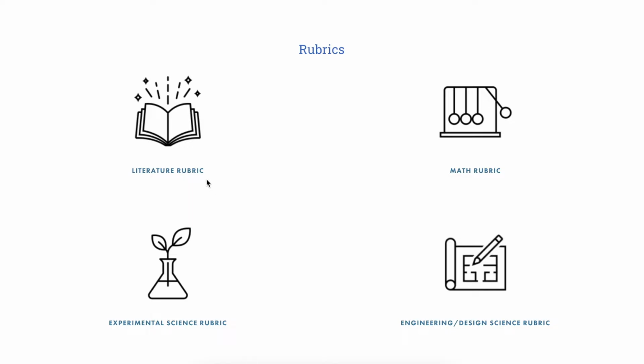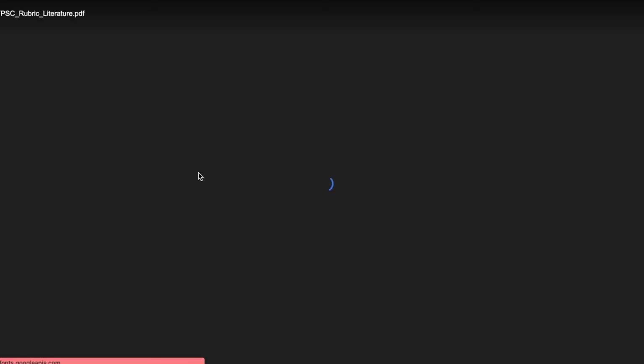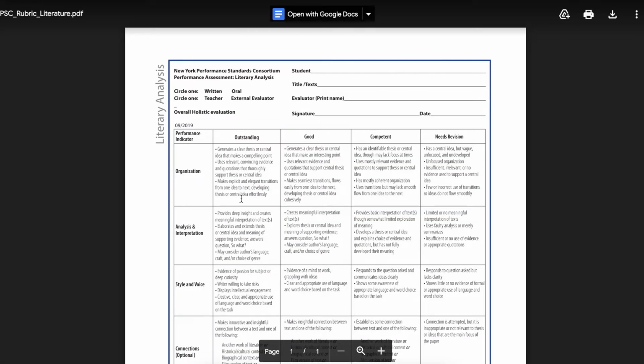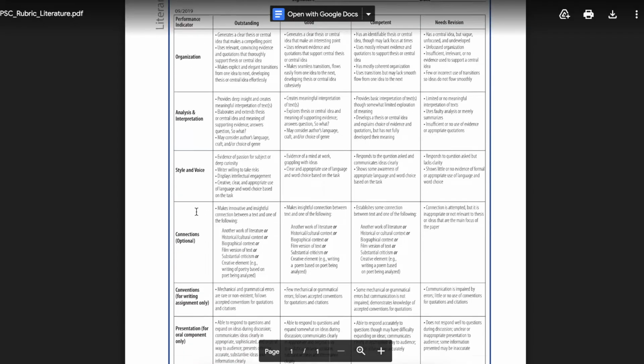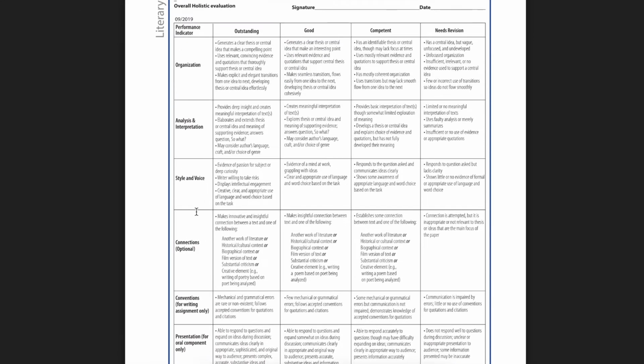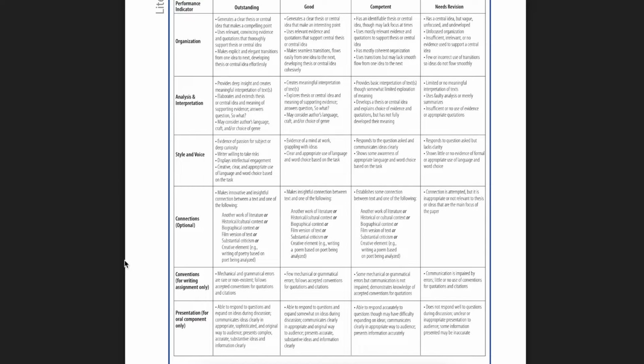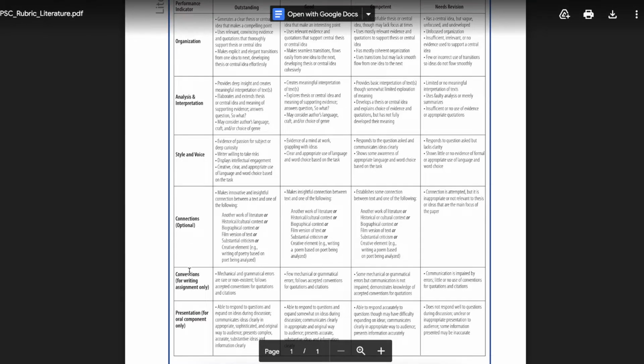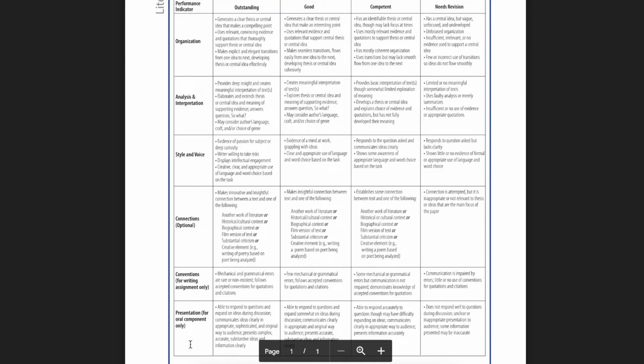If you're interested in exploring an ELA or literature rubric, we have 4 categories of proficiency, and then we have the performance indicators, or what I call priority standards: organization, analysis and interpretation, style and voice, connections, which is optional by teacher, conventions for written assignments only, and then presentations. If it's an oral component, you would swap that out with conventions.